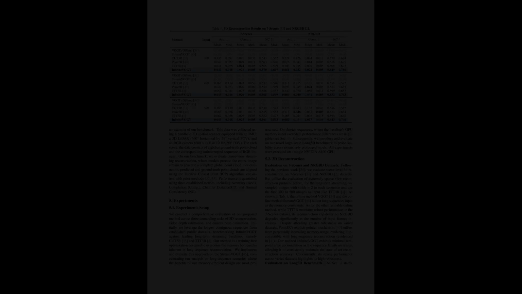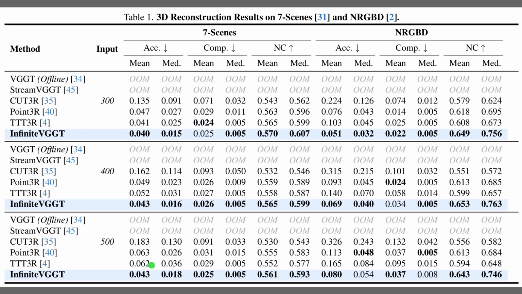Okay, Table 1 validates this efficiency on the 7 scenes and NRGBD datasets. Notice the rows for versus GGT and stream versus GGT. They are filled with OOM entries, meaning these models crash from memory exhaustion even at just 300 frames. In stark contrast, InfiniteVGGT, appearing at the bottom of each block, handles these lengths effortlessly. It also surpasses robust baselines, like TTT3R, achieving superior accuracy and normal consistency scores across the board.